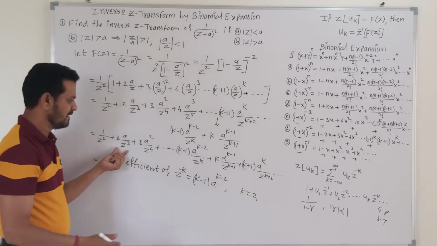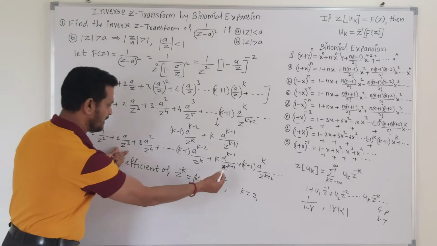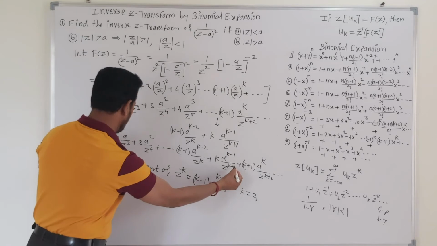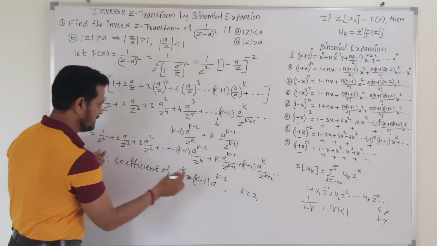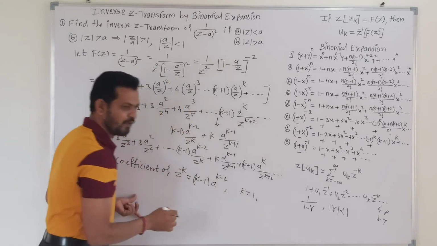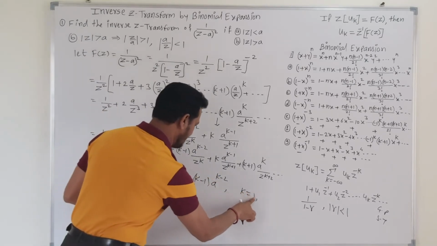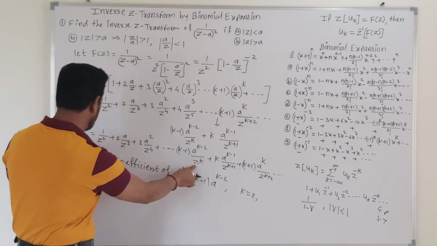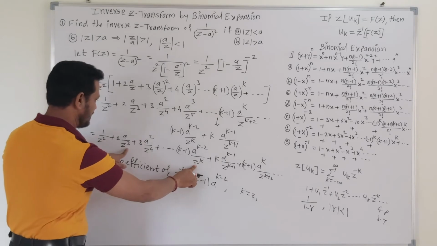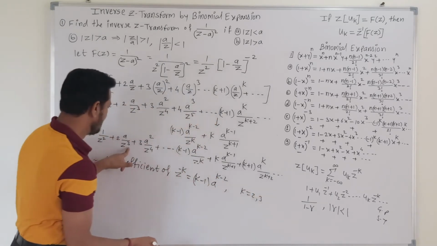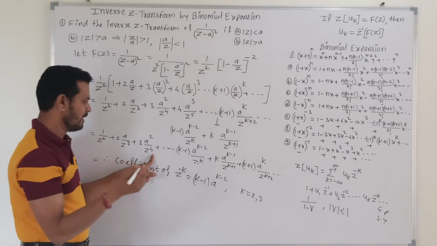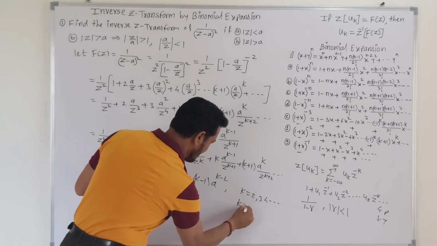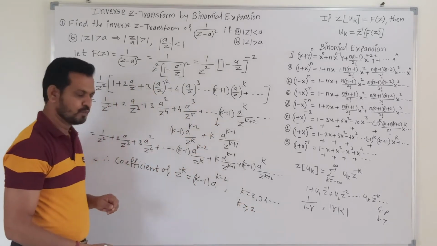Now this term is possible when we put k is equal to 3. Sorry, here we are writing this as 2 because we are putting in the kth term. So this term is possible when we put k is equal to 2, then this is possible when k is equal to 3, then this is possible when k is equal to 4, and so on up to infinity. That means in general we can write this as k is greater than or equal to 2.